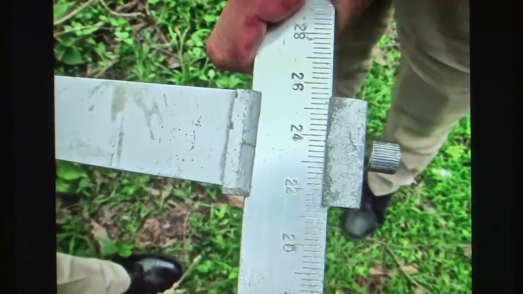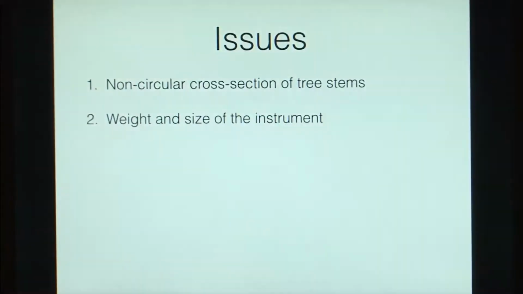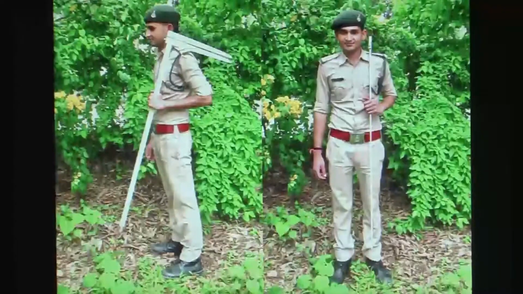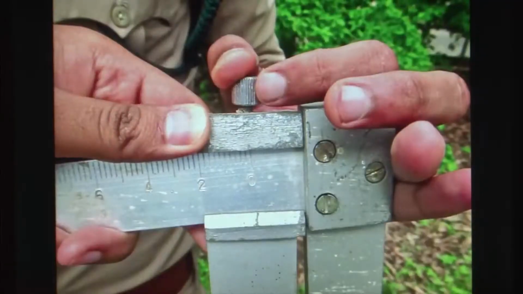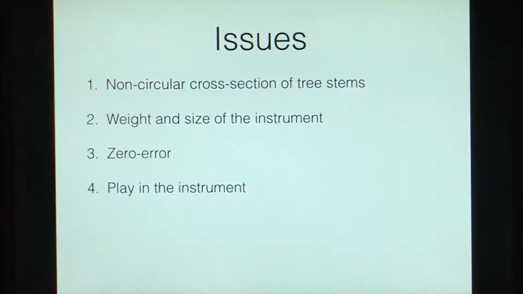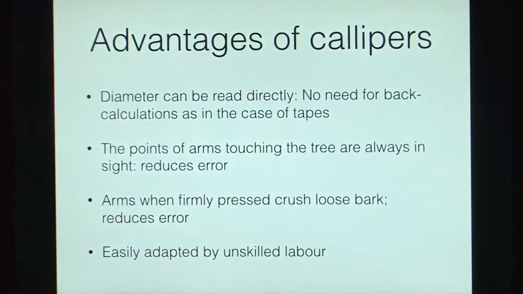And in some cases when the cross section is elliptical or even irregular, it is difficult to take readings with this. The instrument is bulky. So, this is how you carry it in a forest, and you can see that the size of the instrument is roughly equal to the height of a person. Then in some cases you might have zero error on your device, so that needs to be corrected every time. In some cases you might have a play in your instrument, in which case both the jaws are not parallel to each other. Then we looked at some advantages and some disadvantages of the calipers.